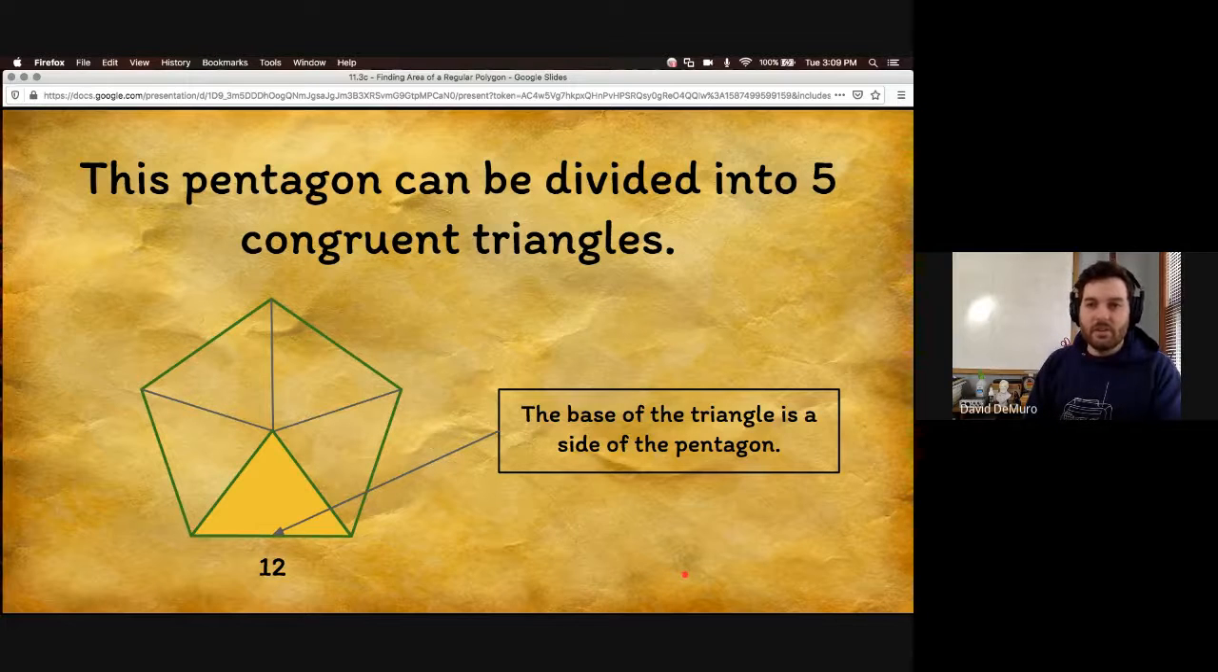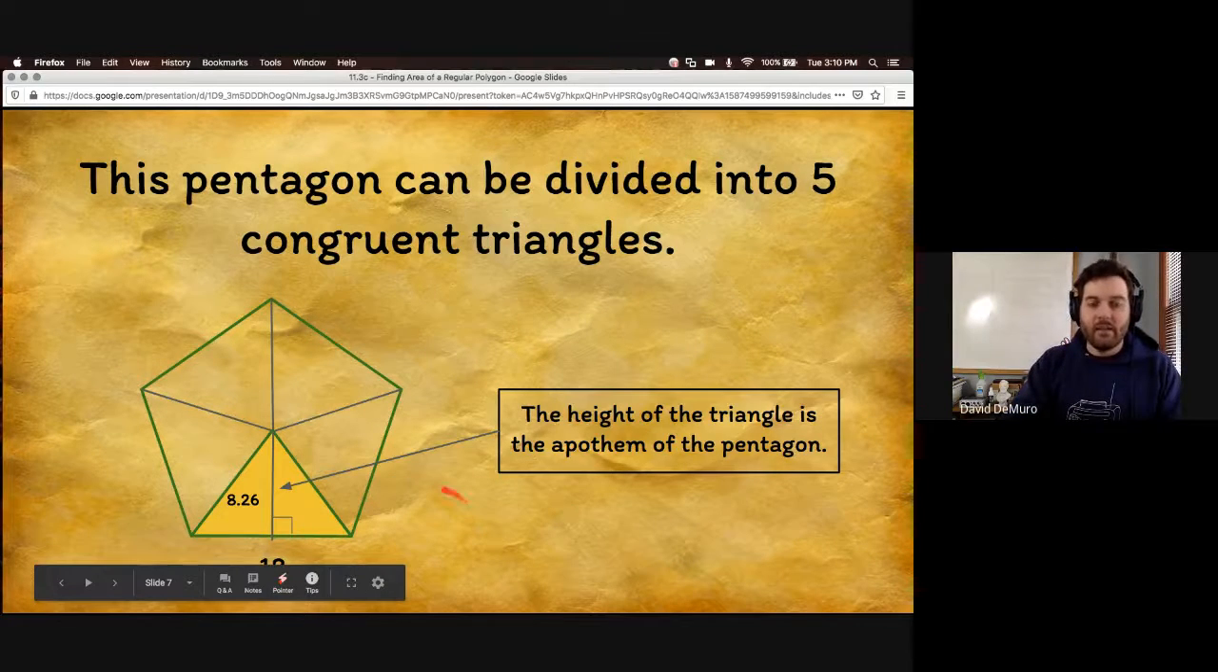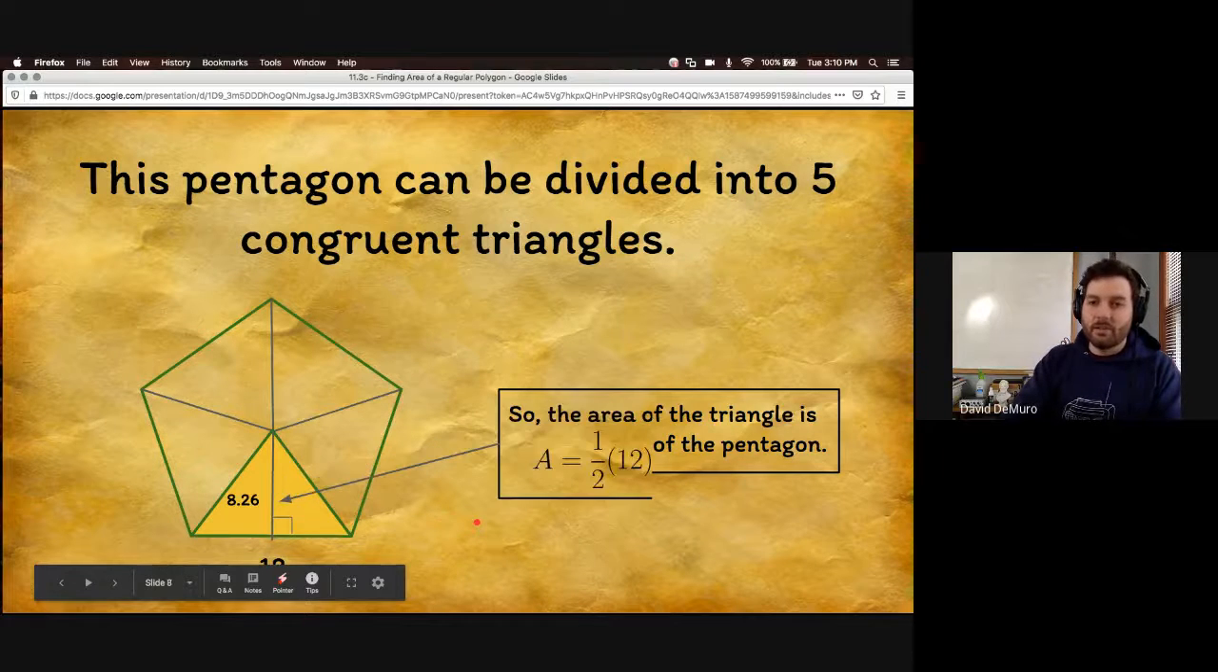We'll need to know the side of the pentagon, because that's really what's going to give us our base. For example, if in this pentagon the side is 12, then the base of that triangle would be 12. The height of that triangle would be the same as the apothem of the pentagon. So if we took 1/2 of the apothem times the side length, we would essentially be doing 1/2 the base times the height. And that would give us the area of this one triangle.